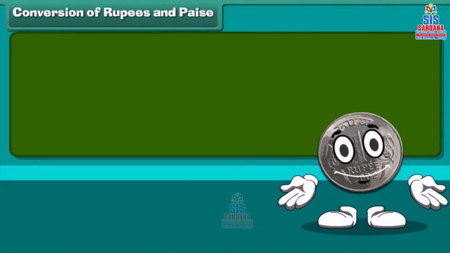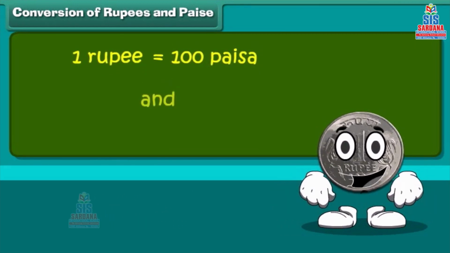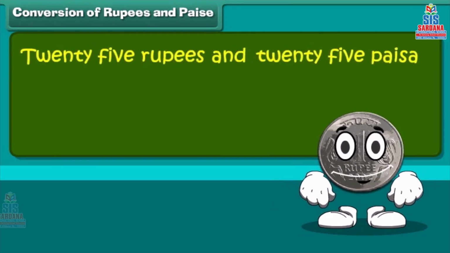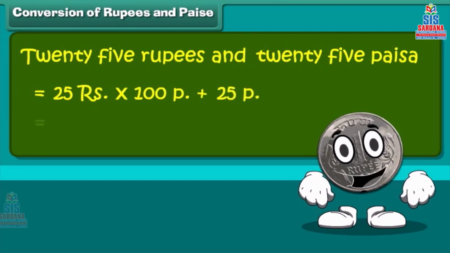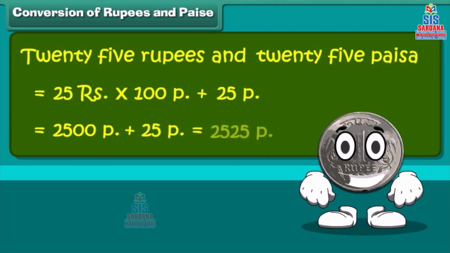We start with conversion of rupee to paisa and vice versa. 1 rupee is equal to 100 paisa. 25 rupees and 25 paisa is equal to 25 multiplied by 100 plus 25 paisa. This becomes 2500 plus 25 paisa. We can say it as 2525 paisa. Amazing! So much money!